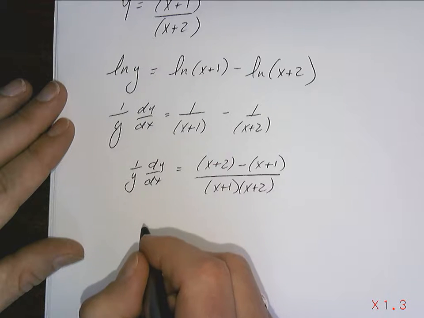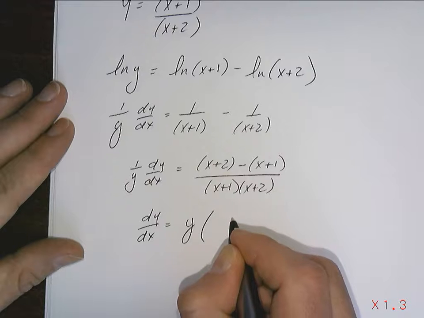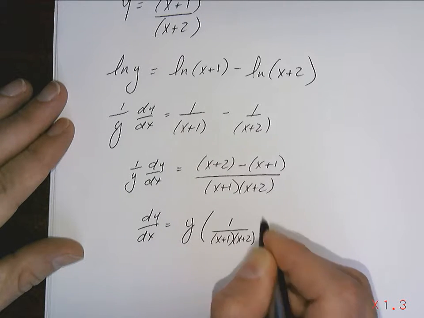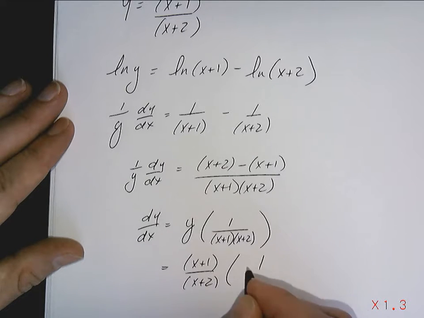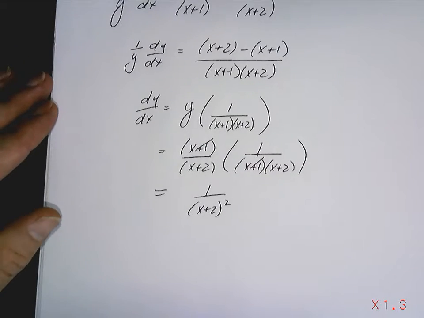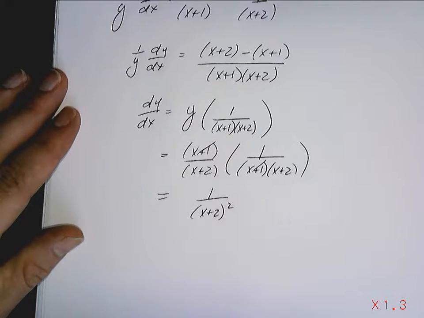Bring that over. We're going to get dy by dx equals y times the bracket 1 over x plus 1 times x plus 2. And that's going to give you dy by dx is x plus 1 over x plus 2, times 1 over x plus 1 times x plus 2. And that will reduce out, leaving you with 1 over x plus 2 squared, which you can check and it'll give you the same answer as if you were to use the quotient rule or the product rule by bringing it up and making it negative.